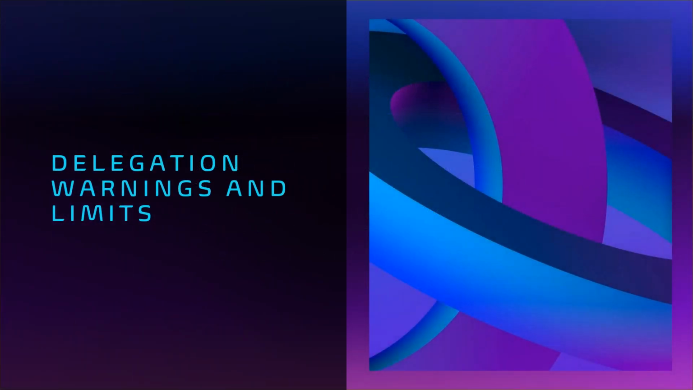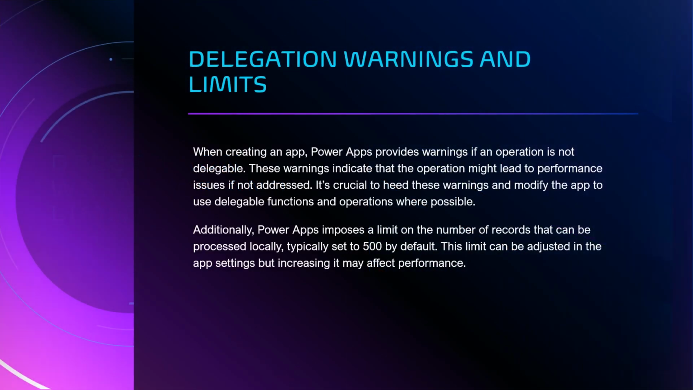What are delegation warnings and their limits? When creating an app, Power Apps provides a warning if any operation is not delegable. You can see the warning sign in yellow color. These warnings indicate that the operation might lead to performance issues if it is not addressed. So it is crucial to heed these warnings and modify the app to use delegable functions and operations whenever possible.